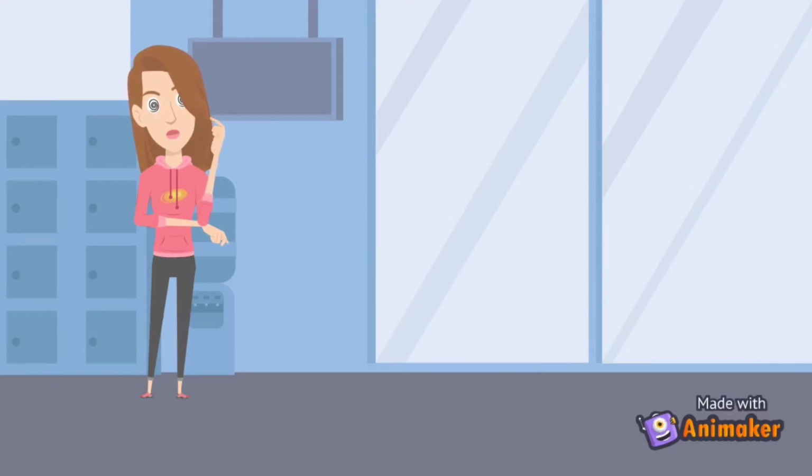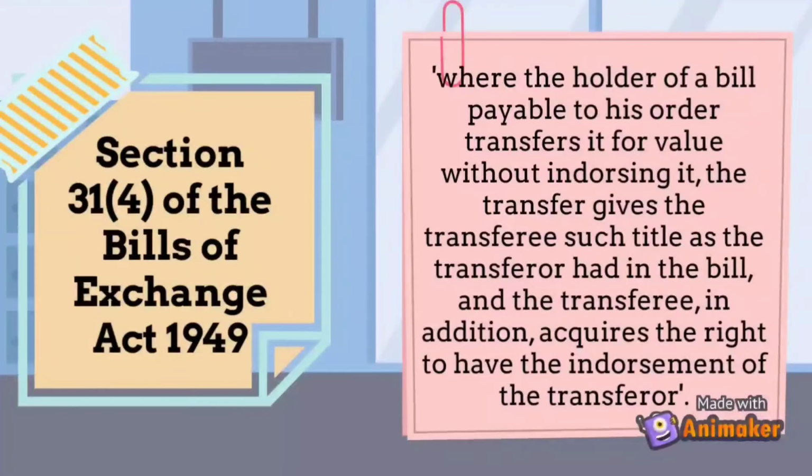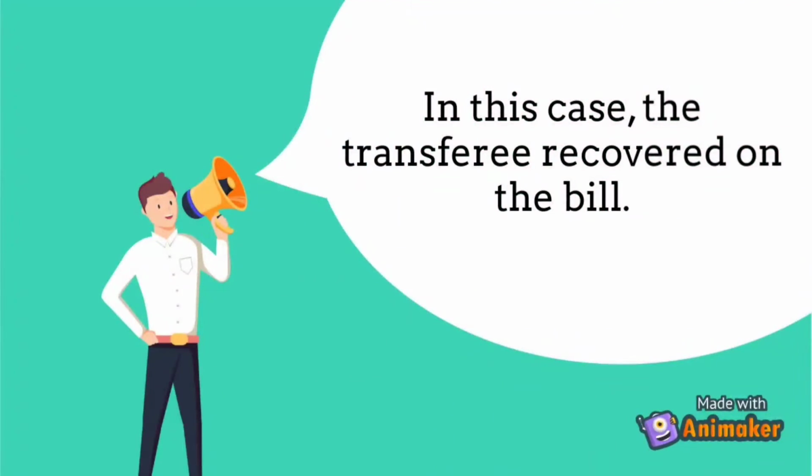So what does Sulin need to do? Sulin is advised that he has, by virtue of the transfer for value, such title as Ahmad had in the bill. He also has the right to have the endorsement of Ahmad. As we can see in section 31(4) of the Bills of Exchange Act 1949, where the holder of a bill payable to his order transfers it for value without endorsing it, the transferee acquires the right to have the endorsement of the transferor. So the conclusion in this case is that Sulin can recover on the bill.